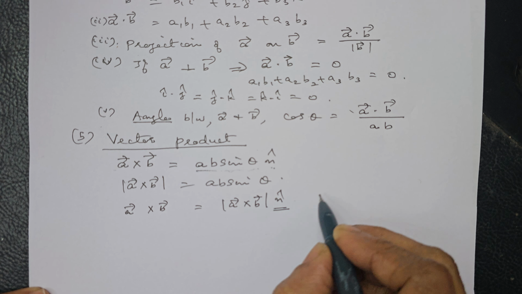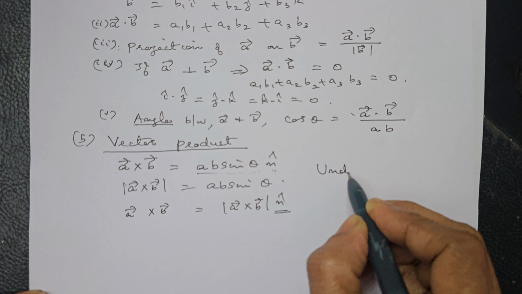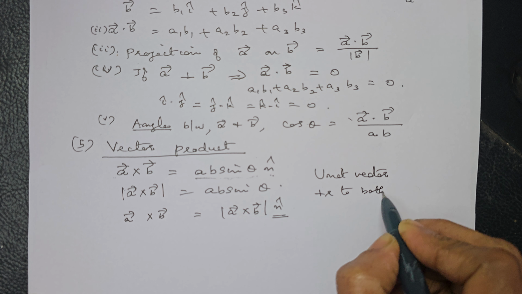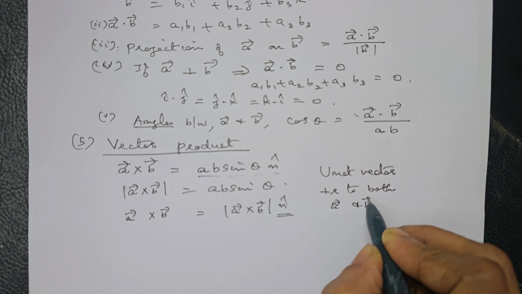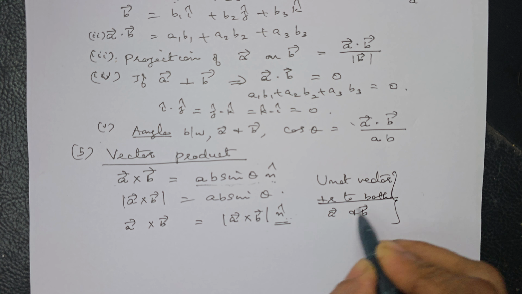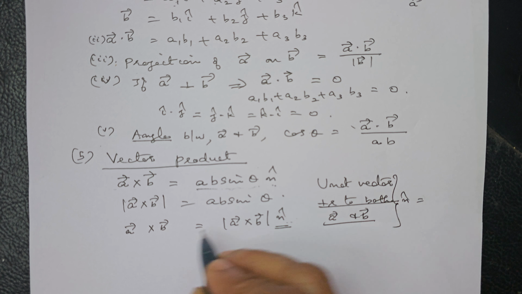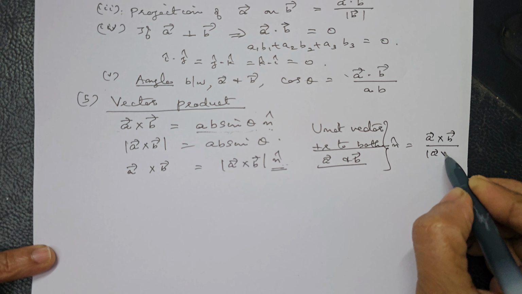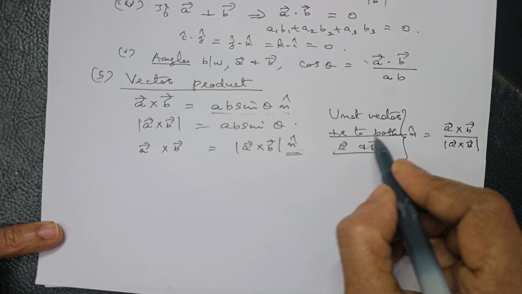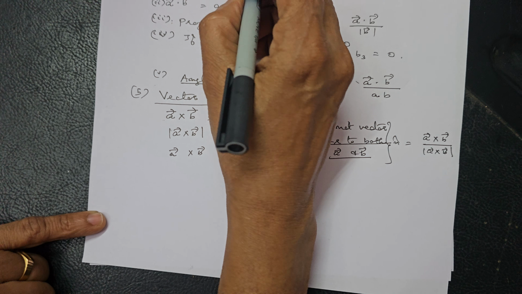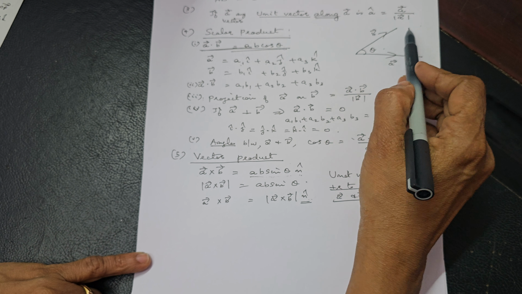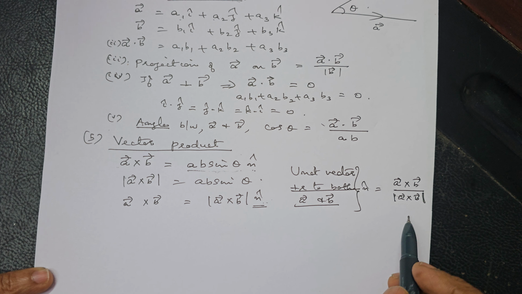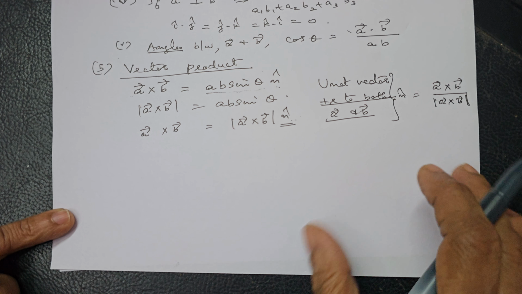What is n cap? The question is, what is the unit vector perpendicular to both the vectors A and B? That is your n cap. That is A cross B divided by the magnitude of A cross B. That is another question that can be asked: the unit vector perpendicular to both A and B. Here we have learned the unit vector along any vector is that vector divided by its magnitude. Here also it is that vector divided by its magnitude, but it is perpendicular to both A and B. So A cross B by the magnitude of A cross B.